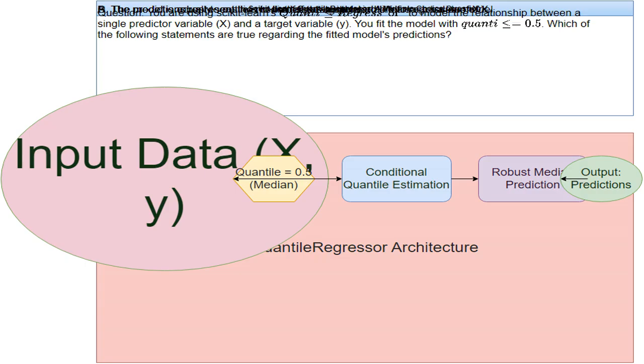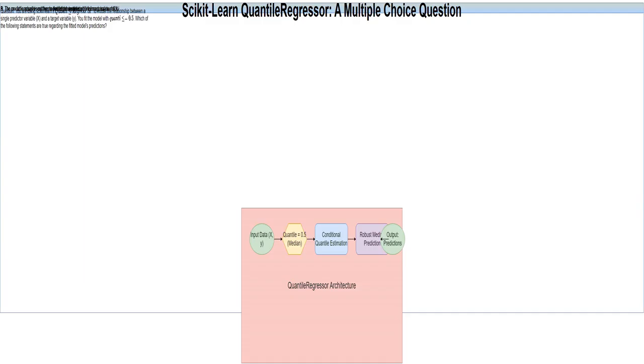This specifies the type of data this model works with. It takes both predictor variables, x, and target variables, y, as input. We need this to make accurate predictions. This clarifies a key parameter setting in this problem. The quantile parameter being set to 0.5 means the model is predicting the median.